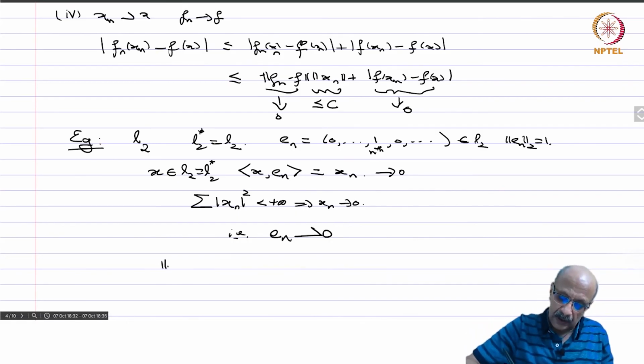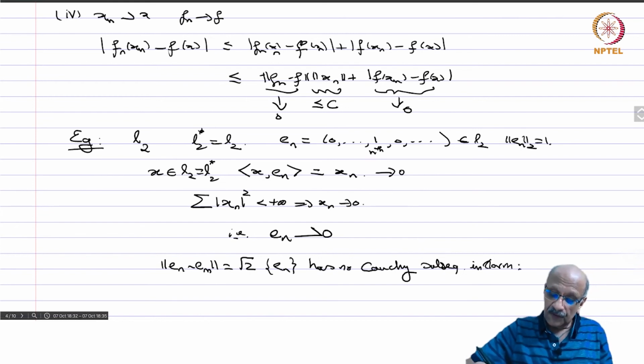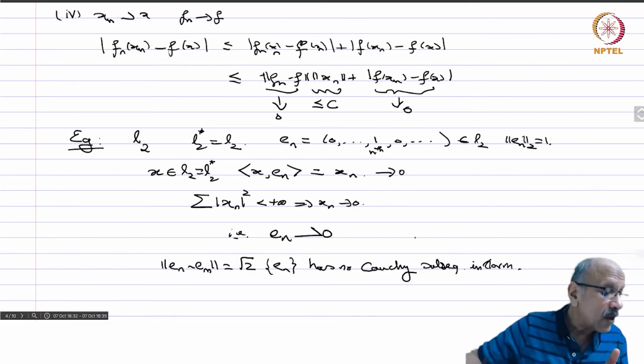But remember that the norm of en minus em is square root of 2, and therefore en has no Cauchy subsequence in norm. Therefore, for no subsequence will en converge in norm, and therefore we know that norm convergence implies weak convergence, but the converse is not true. Weak convergence does not imply norm convergence.